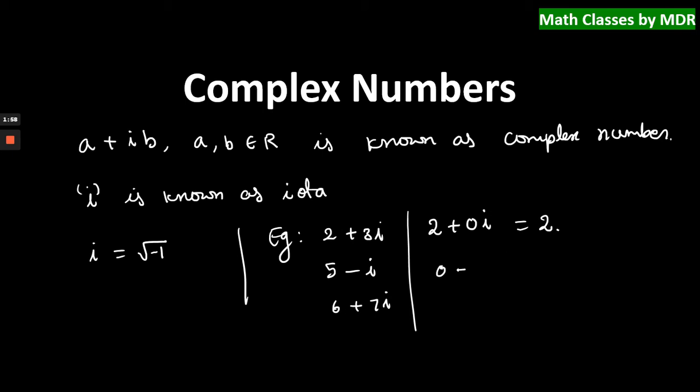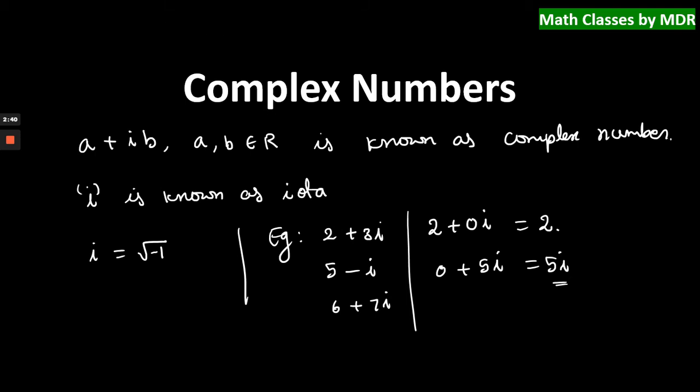Or simply it may have 0 plus 5i. So this is also a complex number. So all imaginary numbers are also complex numbers. That means the set of all real numbers and the set of all imaginary numbers are subsets of complex numbers, right? Whenever you have just a real number, that can be represented as 2 plus 0i in complex form. If you have only an imaginary number, that can be represented as 0 plus 5i in the complex form, right?